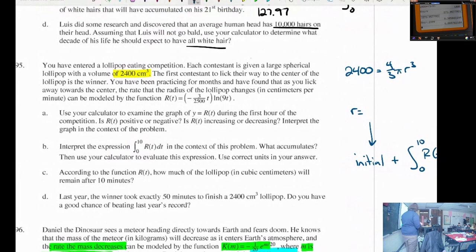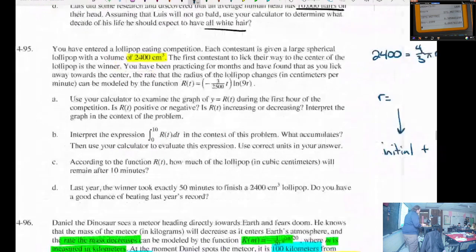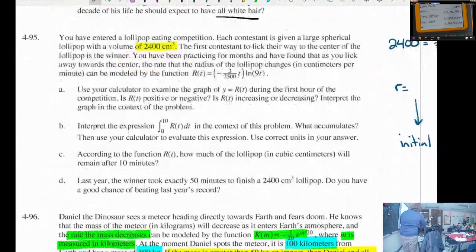Why don't we? So you've got this lollipop. You're entering your lollipop eating competition. The original volume is 24,000 centimeters cubed, and the first contestant to lick their way to the center is the winner. You've been practicing for months, and have found that as you lick away to the center, the rate of the radius changes, which kind of makes sense.